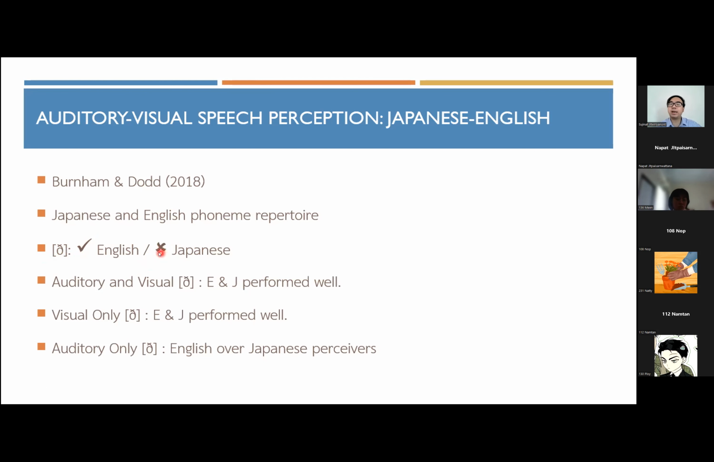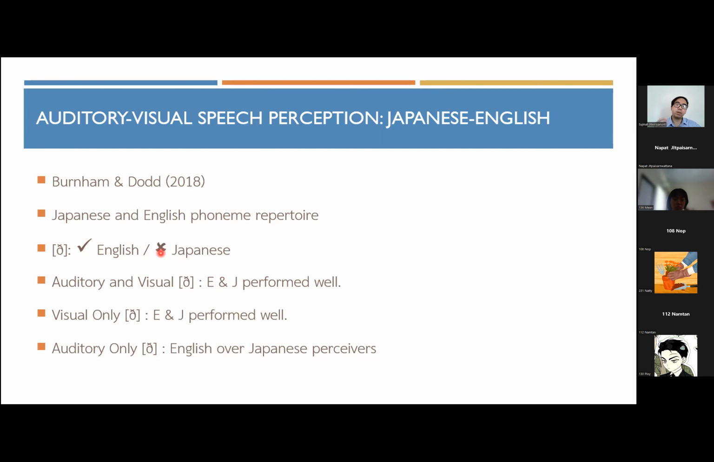The study ran three experiments. The first one asked participants to use both auditory and visual cues. It was found that English and Japanese speakers performed very well. That is, English and Japanese speakers can perceive the dental fricative with very good performance.